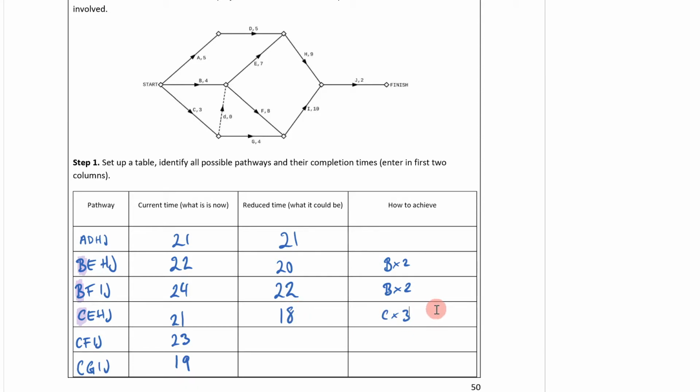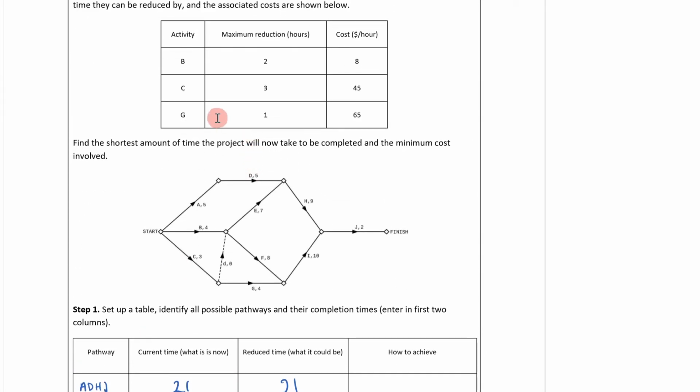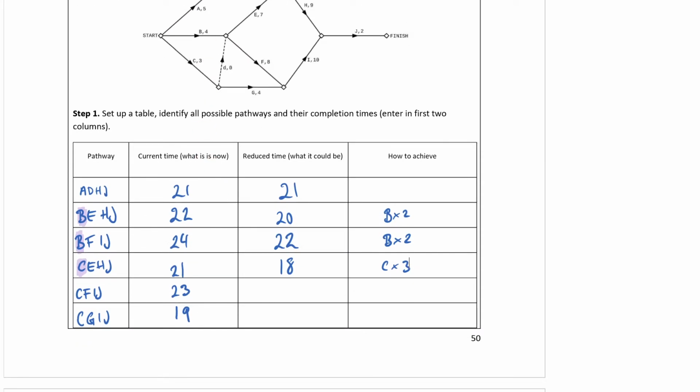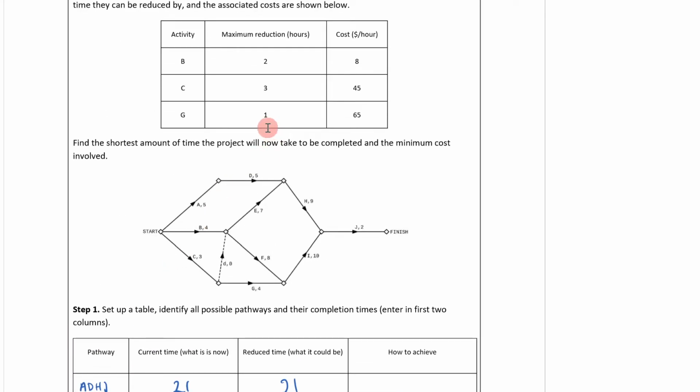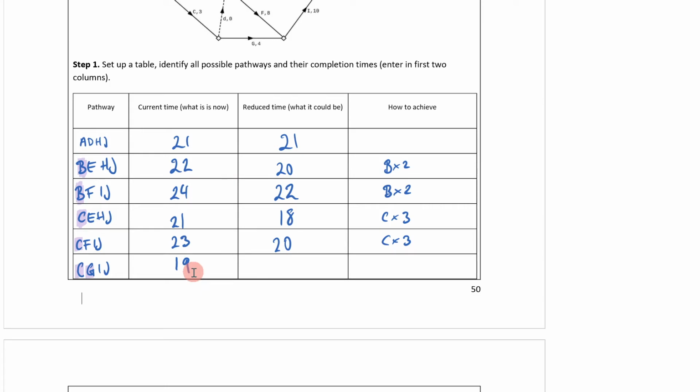And then the next one here, I have C again. I have C again for this next one. So it will become 20 because again, I'm reducing it by 3. And then for the last one here, I have C and G. So C I can reduce by 3. G I can reduce by 1. So 3 plus 1 is 4. So I'm reducing this by 4, which becomes 15. So I'm going C times 3 and G times 1.